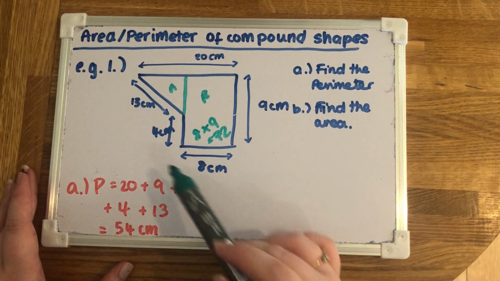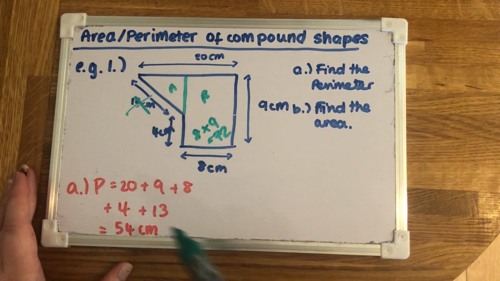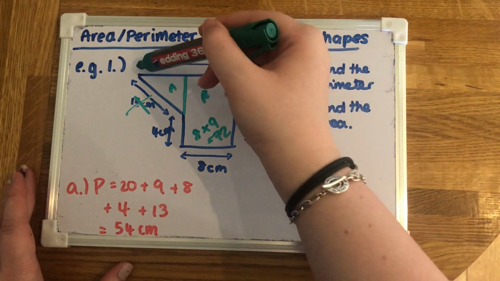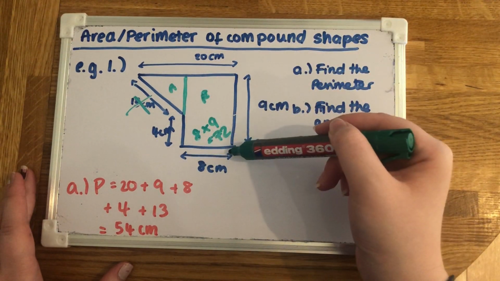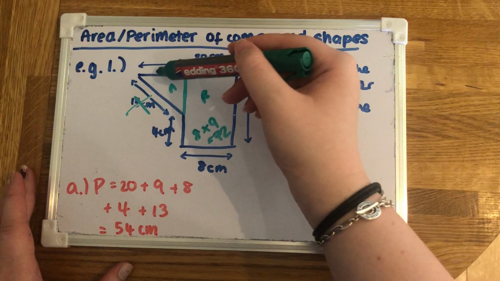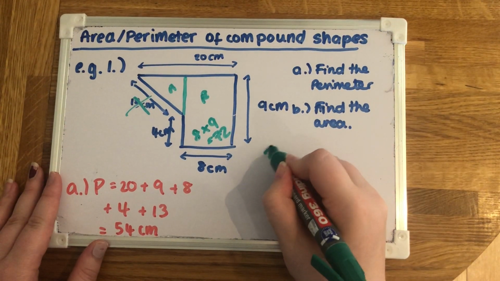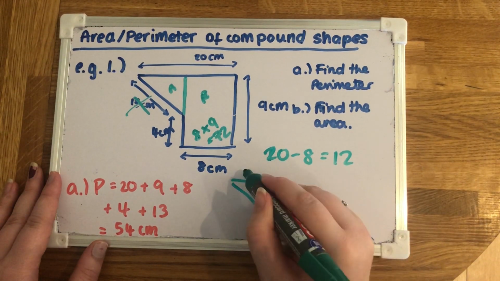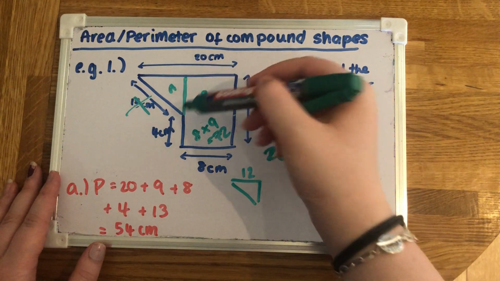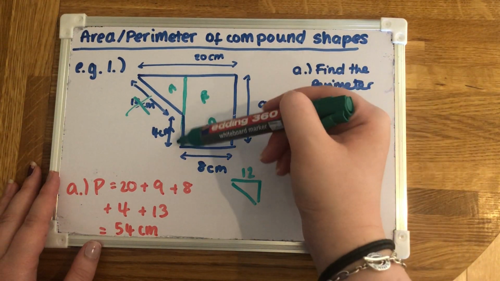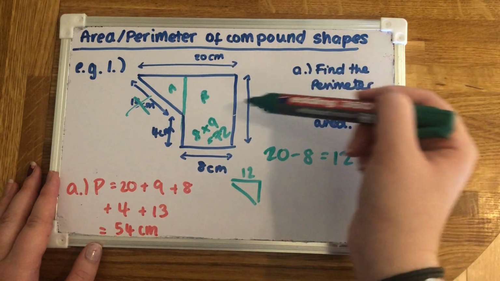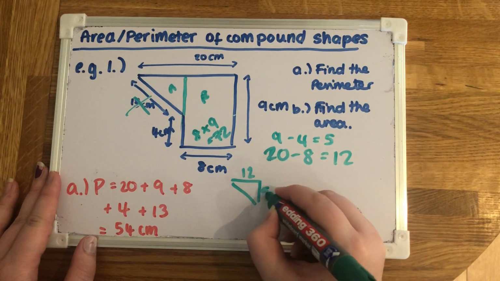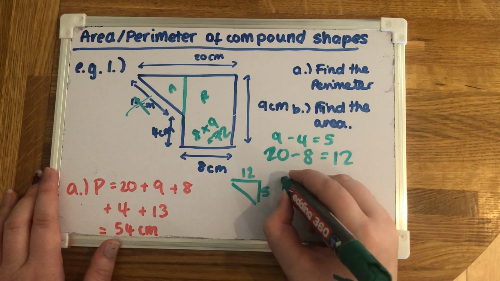A is a little bit harder because 13 we don't need for the area, because it needs to be the base and then the height. The base here, we know the whole thing is 20, and we know that this part of the rectangle is 8. So what's left must be 20 subtract 8, which is 12. Okay, so we've got 12 here. And then this bit, similar idea, we know the whole thing is 9, but this bit is 4. So what's left must be 9 subtract 4, which is 5.